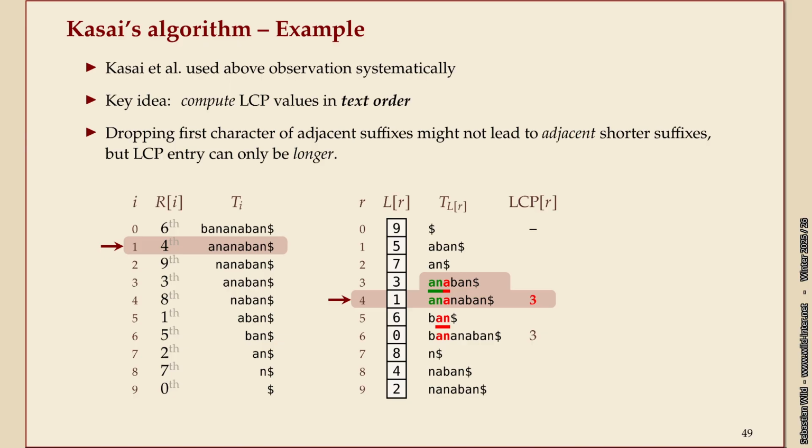And we keep going like this. I animated the entire example. So we go to the next suffix in text order, find where it belongs here. We inherit the 2 characters and check if there's more. There isn't here. So it's just a 2. That's it. Going to the next one in text order, find it over here using the rank array, inherit 1 character, check 1 more, another LCP value 2, and you keep going.